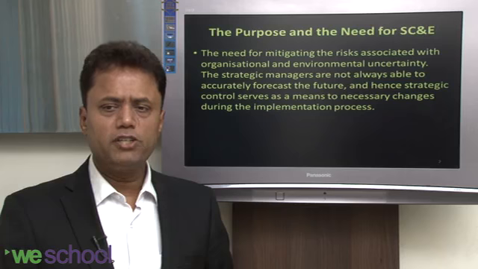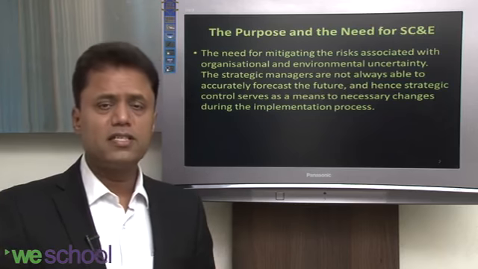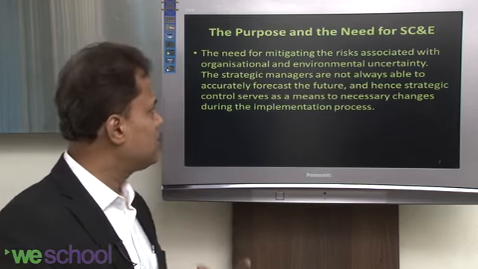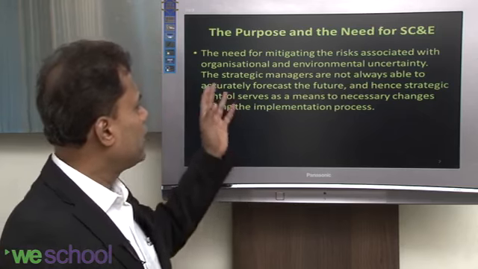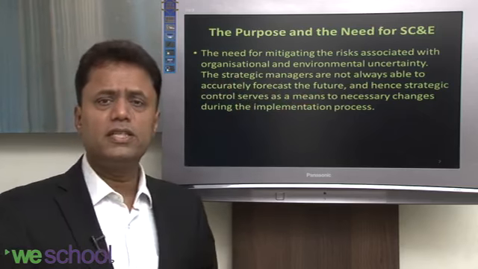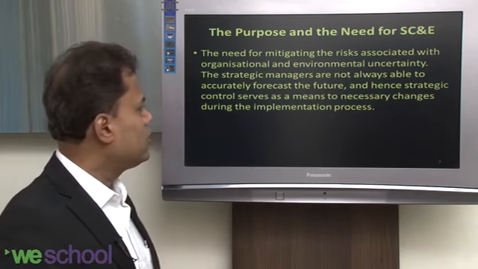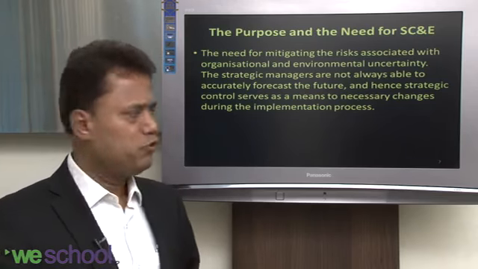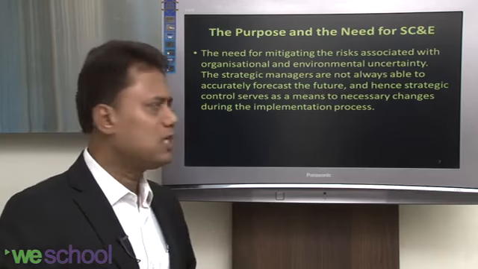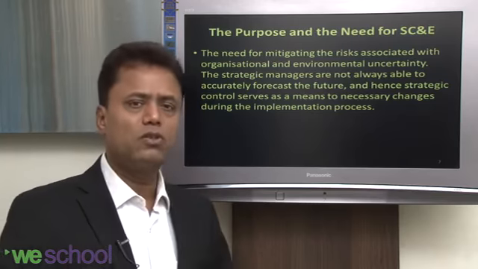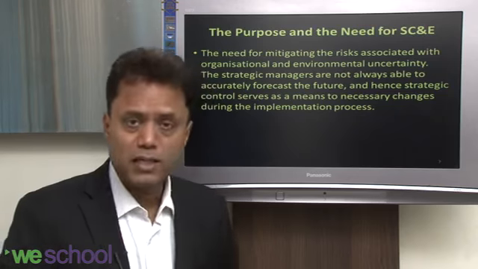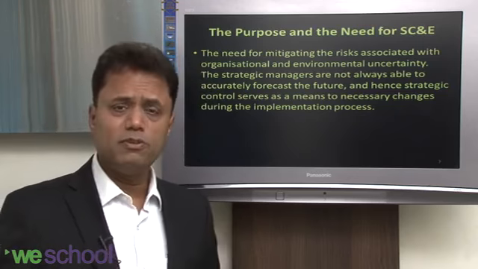Also in the process, you need to identify the risk, you need to mitigate the risk, you need to have a disaster recovery plan, you need to take care of the threats from environmental uncertainty. The strategic managers are not always able to predict the future. You can't accurately forecast what's going to happen in the future and what's going to happen to my company, the market share, revenue performance, financial performance.